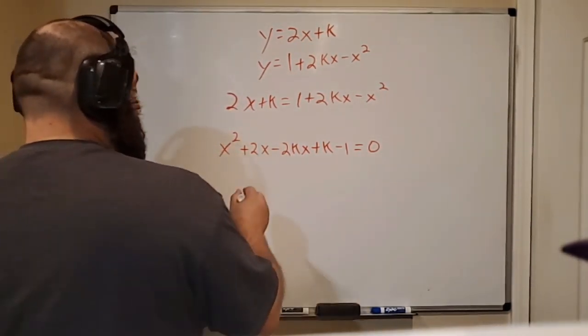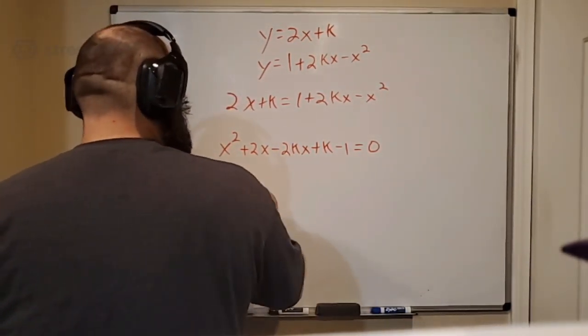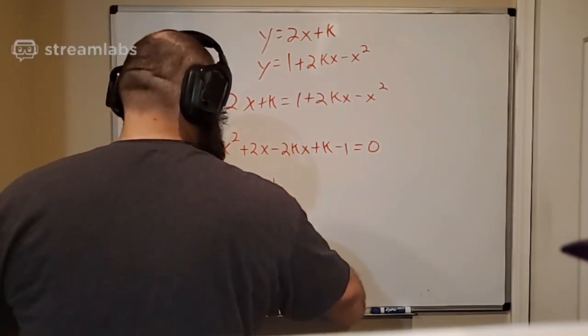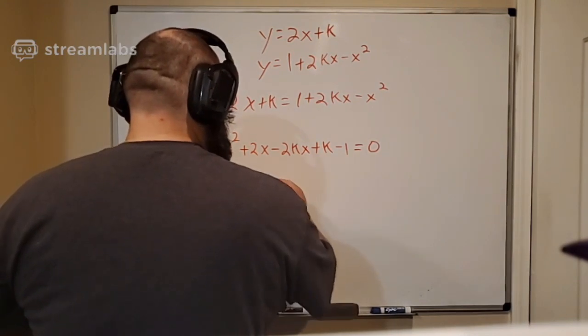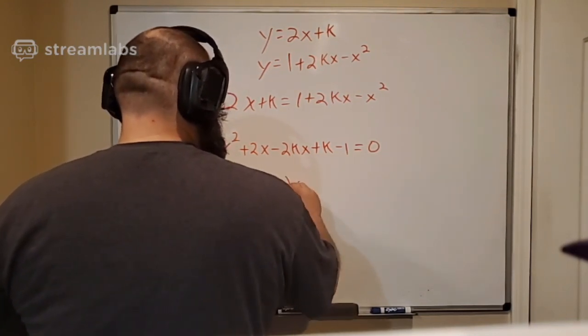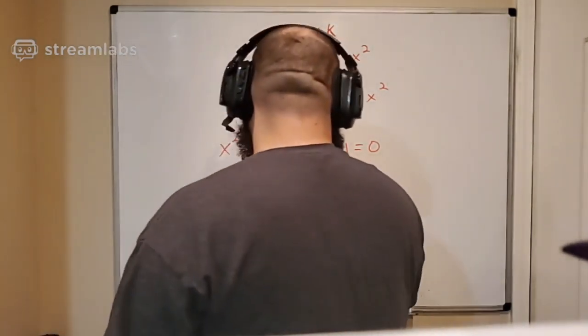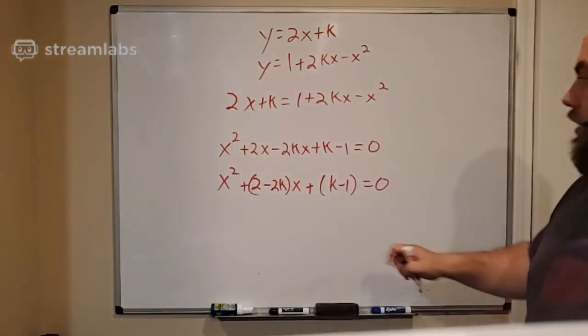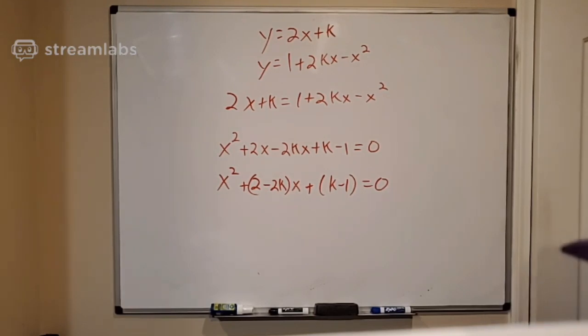So I'm going to factor out, it's going to be 2 minus 2k, x, plus, I'm going to do something here that you guys may not think to do. I'm going to put my k minus 1 in a set of parentheses. The reason I'm doing that is to let me know that that is one value. That is our c value, actually. So our a value is 1, b is 2 minus 2k, and c is k minus 1.